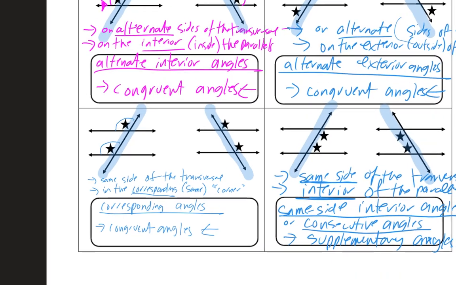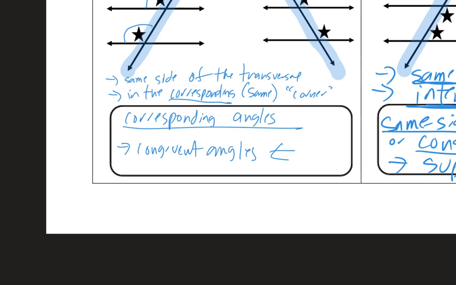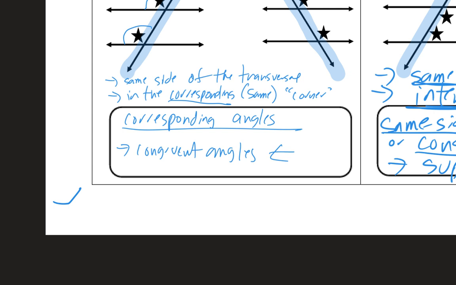Okay, so let's write that down right over here. So if they're both greater than 90, right? So if one's like that and one's like that, or if one's less than 90 and the other one's less than 90, then they are congruent.